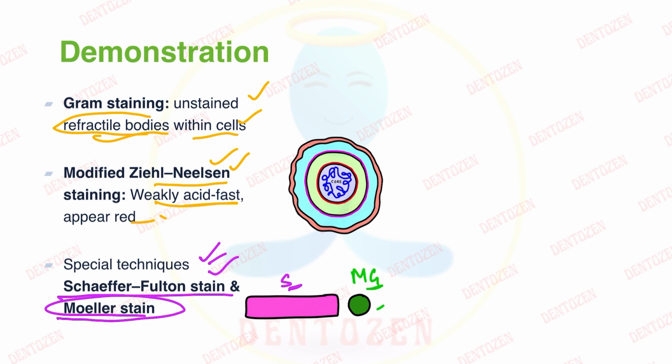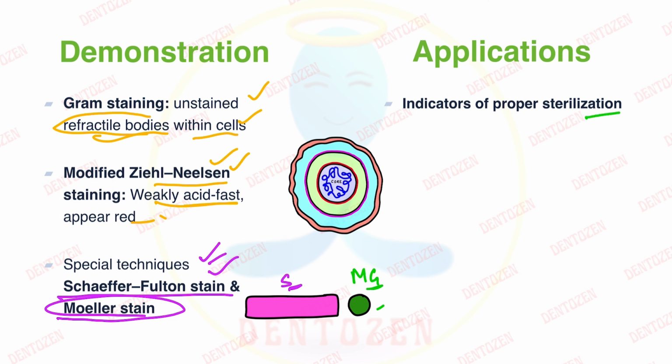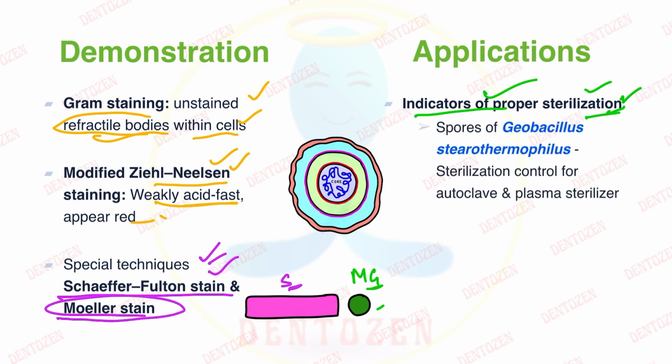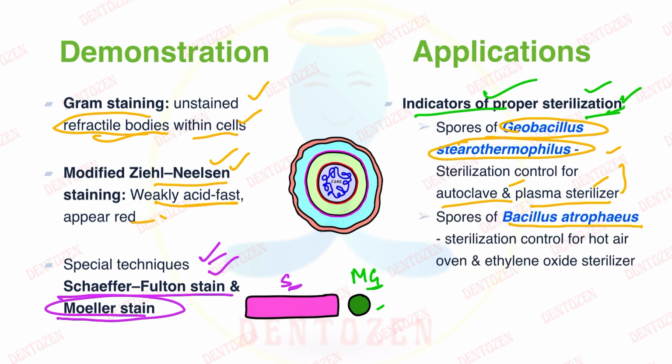Then we get to know the applications of these spores. Now they are resistant to so many things, so we can use them to check if the sterilization is proper or not. So they can be used as indicators of proper sterilization in different sterilization techniques. For example, in autoclave and plasma sterilizer, spores of Geobacillus stearothermophilus can be placed within them, and after sterilization we can check if the spores are there or they have been killed. Then second, spores of Bacillus atrophaeus can be used for the sterilization control for hot air oven and ethylene oxide sterilizer. So they can be used as indicators of proper sterilization.